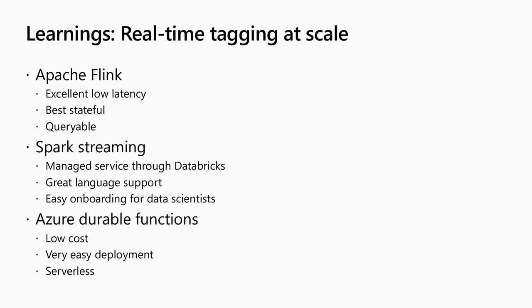And a few learnings from the real-time tagging at scale. Apache Flink did significantly better on latency. As I mentioned, latency was really key and important to us. Micro batches just aren't going to cut it for us. It has the best stateful support, in my opinion. If you've ever done real-time statefulness, you know how difficult that is. Apache Flink's statefulness was incredibly good. It also has the ability to query: you can actually query your state and get a response. It's pretty interesting. That said, Spark Streaming was interesting as well because it was a managed service.